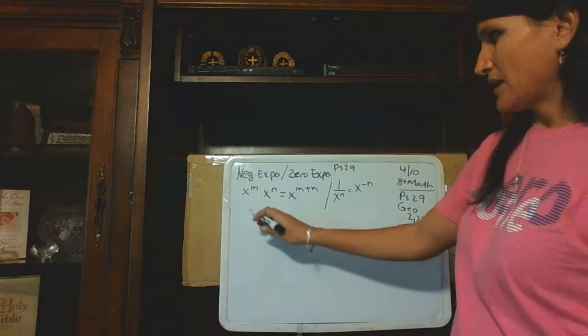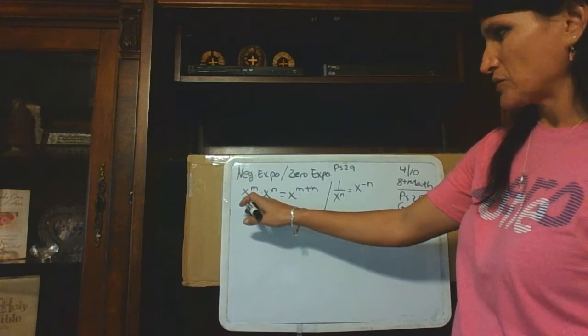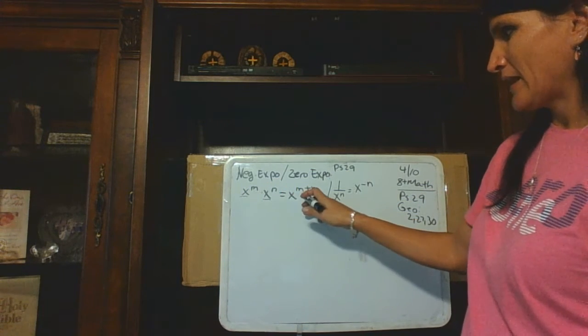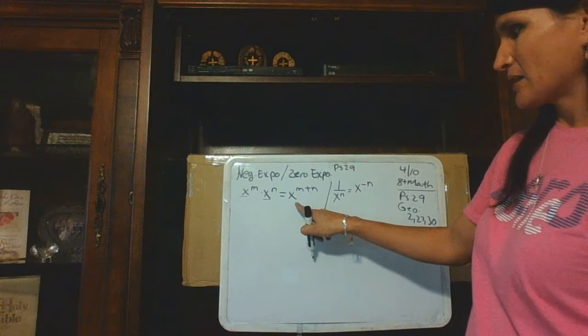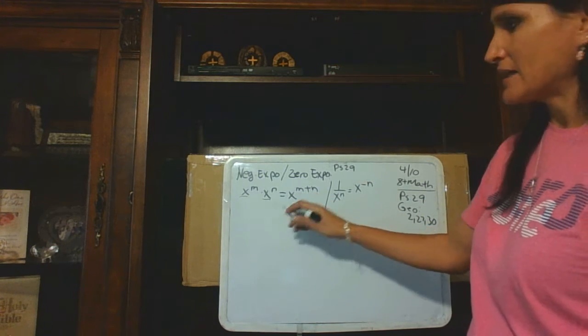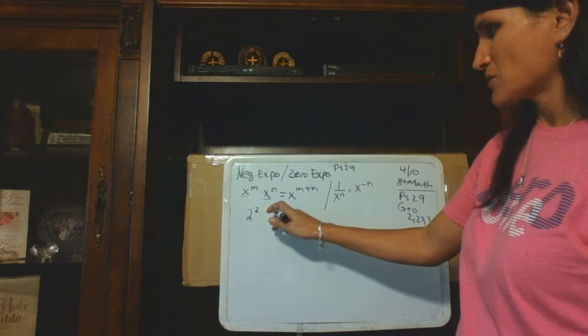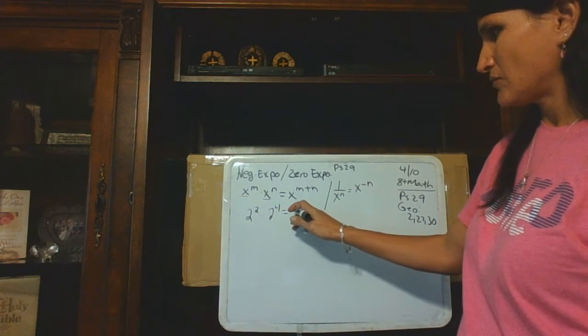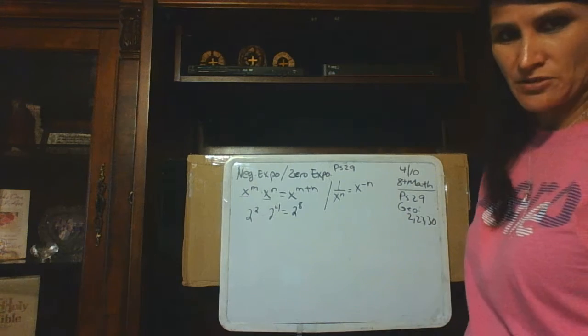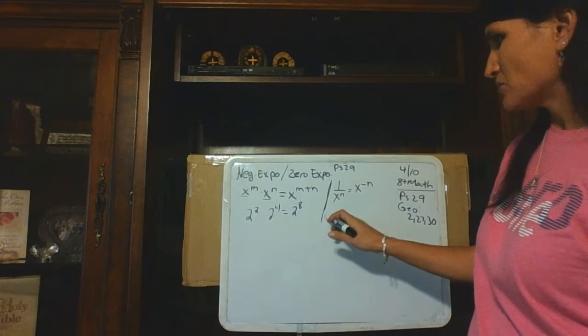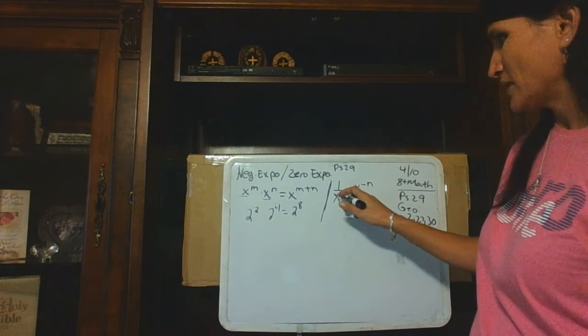As a rule for the product exponent rule, we know that when bases are the same, we simply can add the exponents and come up with x to the m plus n. So if I had, for example, 2 squared times 2 to the 4th, I would have 2 to the 8th as an answer.